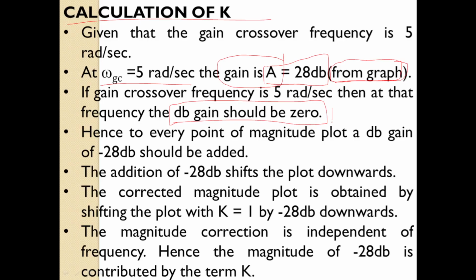Means A should be equal to 0 dB at omega equal to omega gc. At omega equal to omega gc, A should be equal to 0 decibels, but you are getting A equal to 28 decibels. Now how to make A as 0? Already it is 28. How to make it 0? Simply add minus 28 to the A value, so A will become 0 decibels.